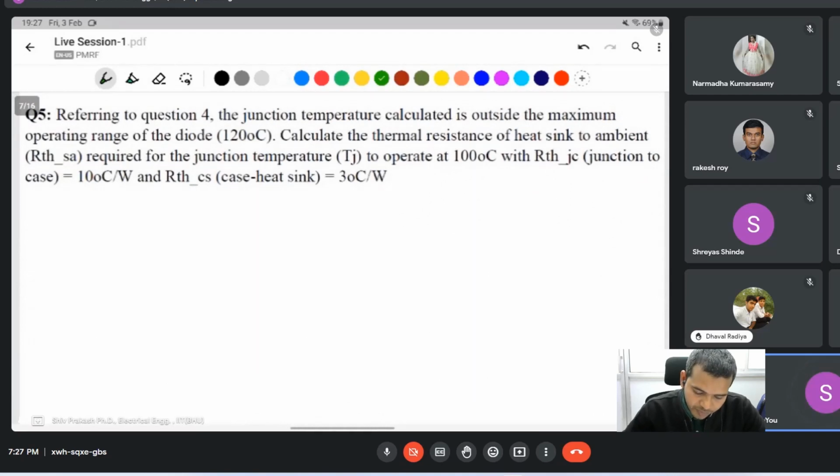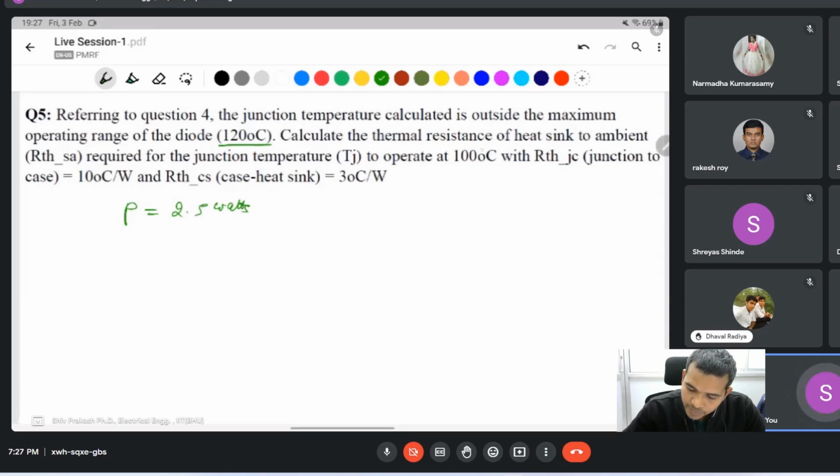Question number 5. Referring to question number 4, the junction temperature is calculated for a power of 2.5 watt, the same. The junction temperature calculated is outside the maximum operating range of the diode, which is 120 degrees. A diode or any device has a maximum operating temperature. You can't operate beyond 120 degrees centigrade. You can use it only below this.